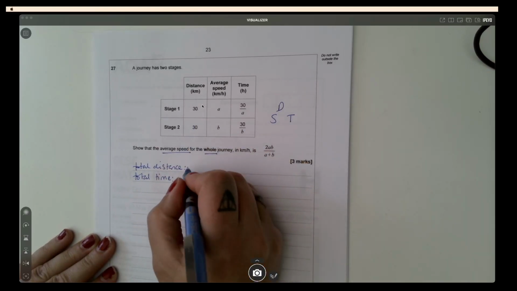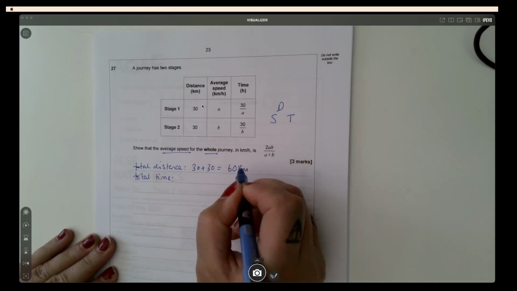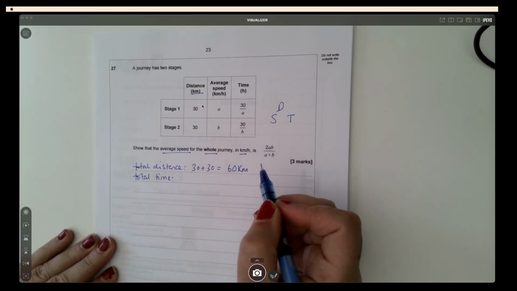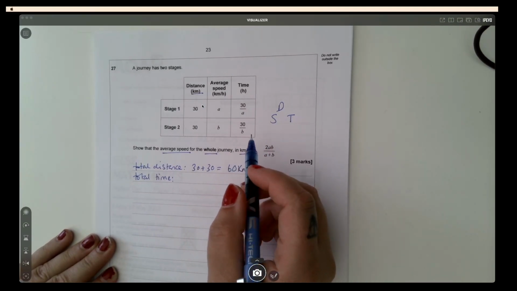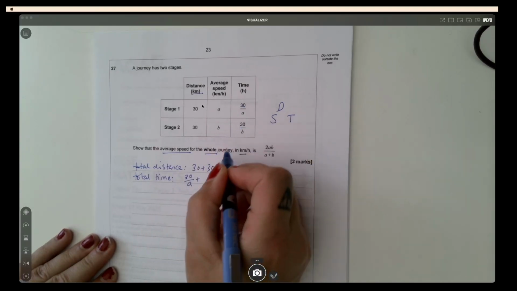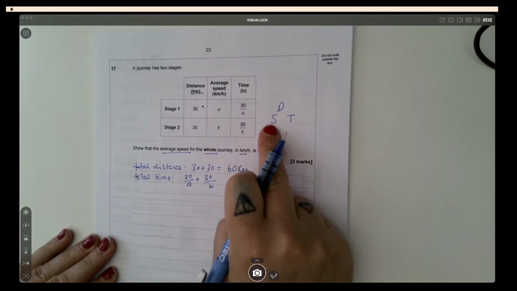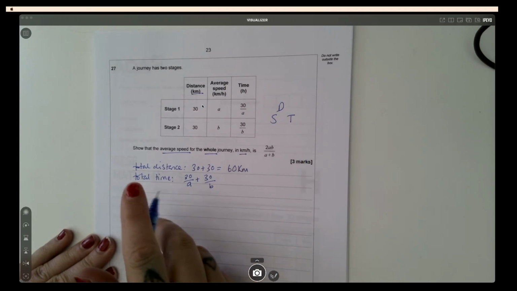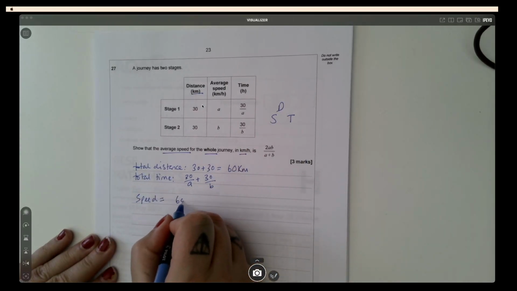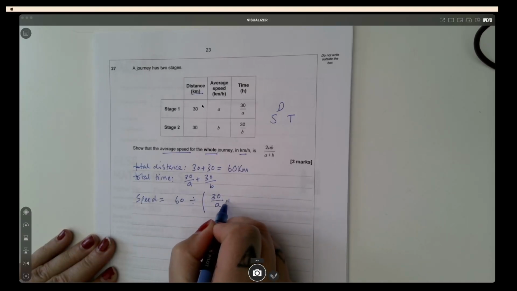So the total distance is 30 add 30, which is 60 kilometres. There's kilometres here, and let's just check that it matches the units we're using for speed, so that's good. The total time is 30 over A add 30 over B. So to find speed, we will do distance divided by time. So speed equals the distance, total distance of 60, divided by the time.